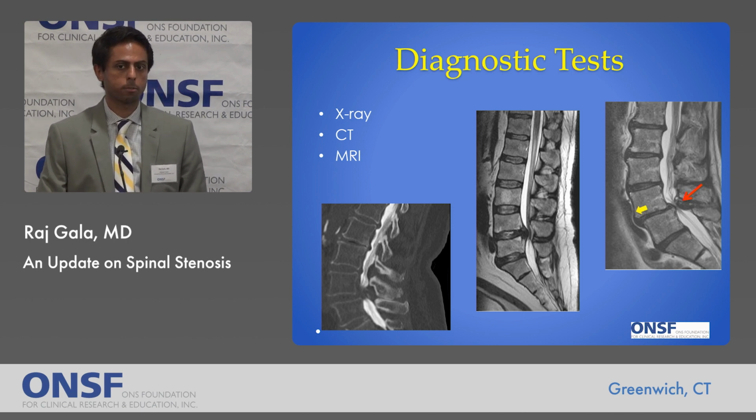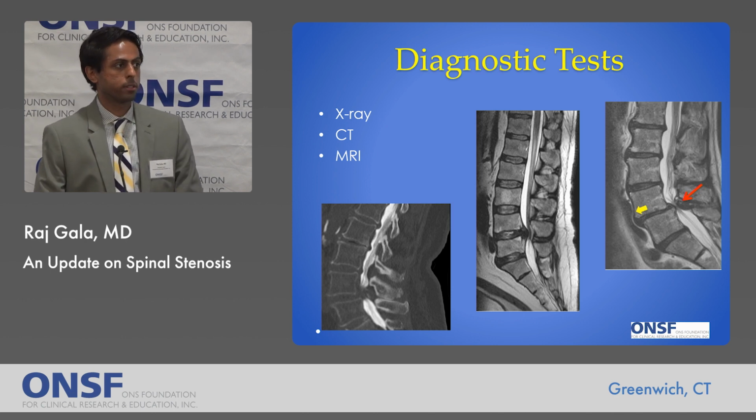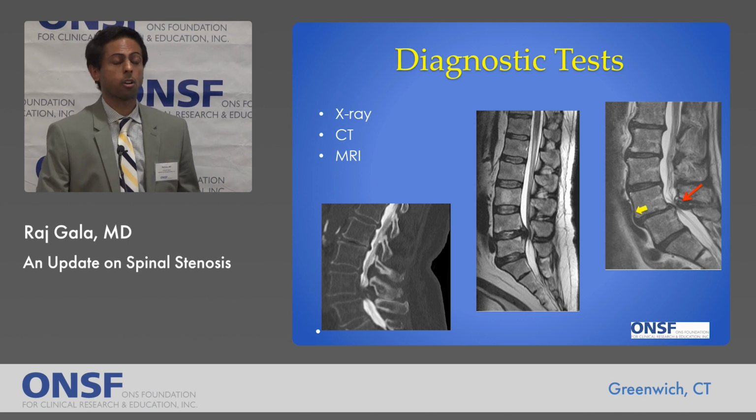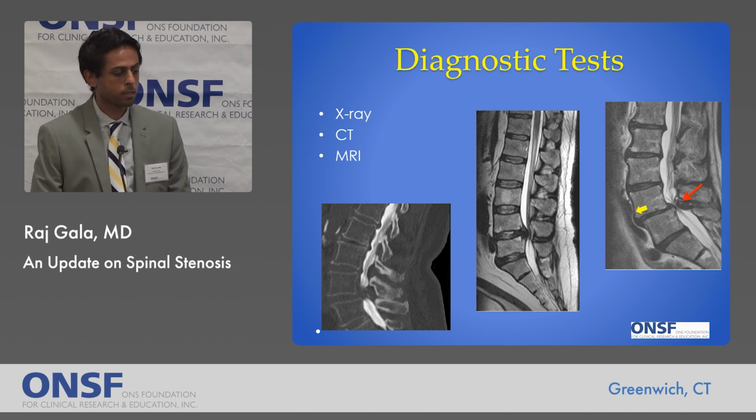So how do we diagnose spinal stenosis? Typically we get an x-ray. It's often a first-line test. We can see someone's alignment when they're standing, compared to some of these other tests which are done supine, so you can get a little bit different picture with that. And it's also often needed for insurance purposes.